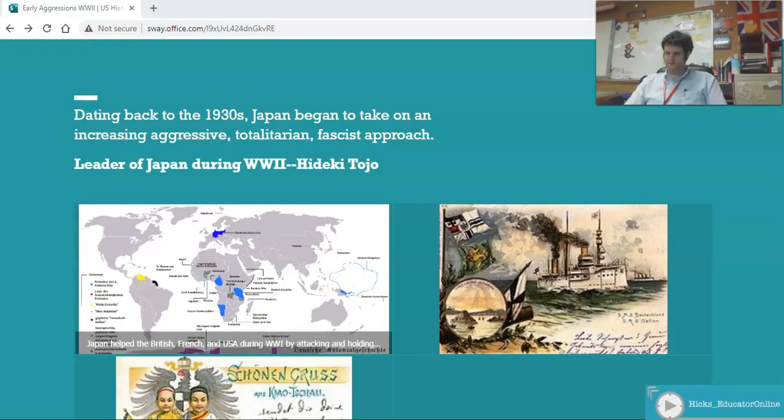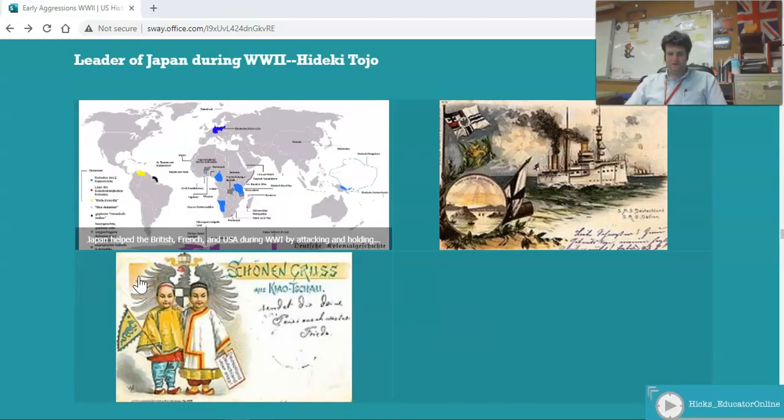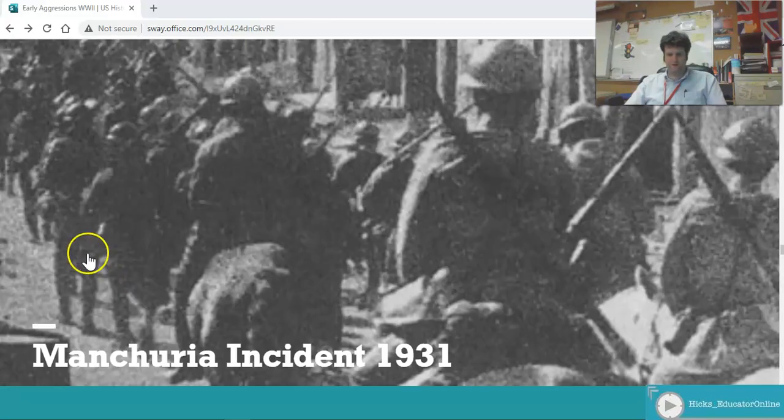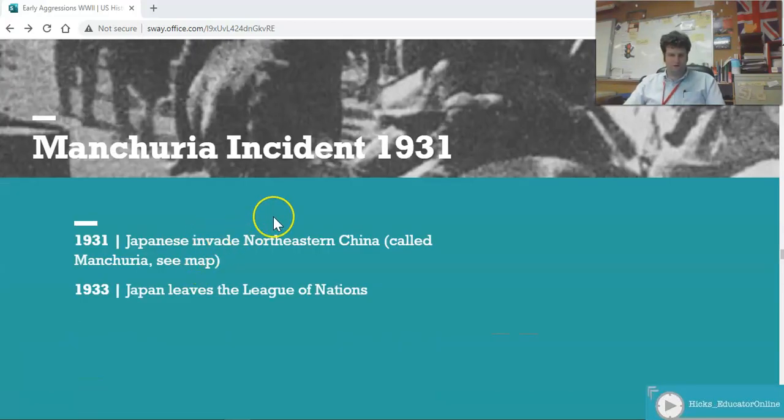As a result, Japan decided to start striking its own path. Particularly starting in the 1930s, their government took up a more militaristic and aggressive stance towards the rest of Asia. In fact, before World War II, one of the biggest assertive actions was the Manchuria incident of 1931. Essentially, Japanese troops invaded northeastern China, called Manchuria, in 1931.